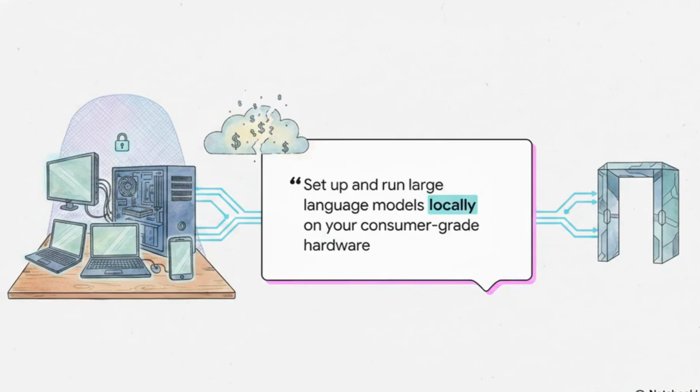But once you've downloaded those models, where do they actually live? This brings us to a platform called Ollama, which carries an incredibly empowering promise. It lets you set up and run large language models locally on your consumer-grade hardware, keeping your data private and entirely free. I really want to stress those specific words: consumer-grade, private, and entirely free.